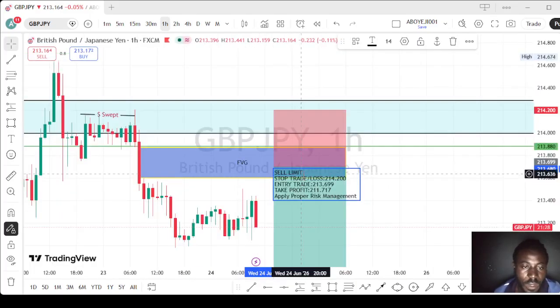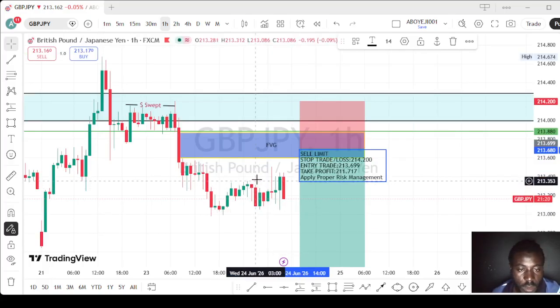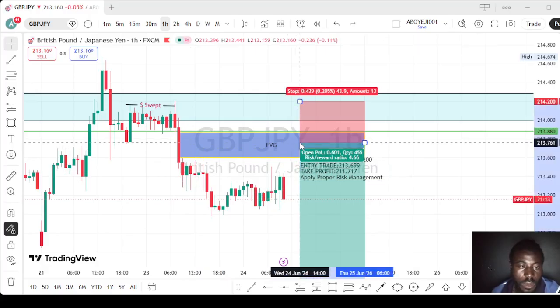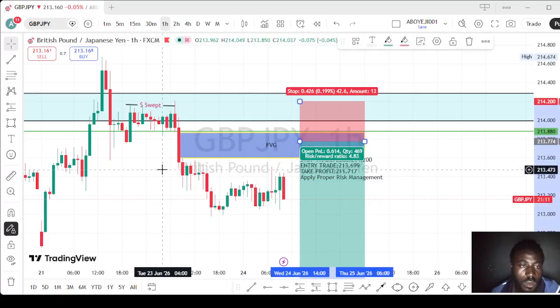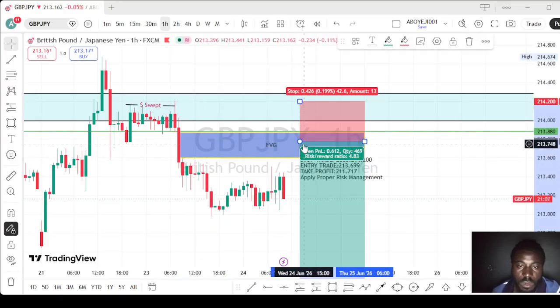Let's move to the 1 hour time frame. This is the 1 hour time frame, and this is what the market is doing. If I look at the last break of structure on the 1 hour time frame, the market mitigated and continued, but I'm expecting the market to come to this FVG. Seriously, I'm expecting the market to come to this FVG before I can see a huge downtrend.